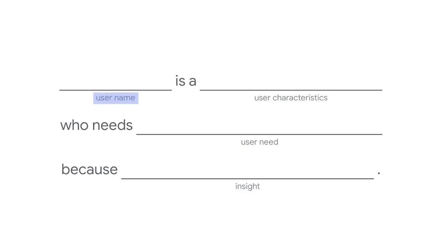Start with the name of the user. Add a short description of the user's characteristics. Clearly describe the user's need and explain why the user has that need. In other words, an insight about the user.